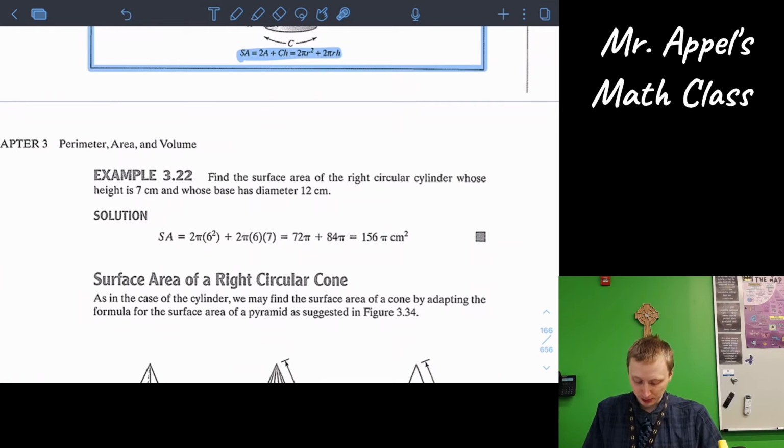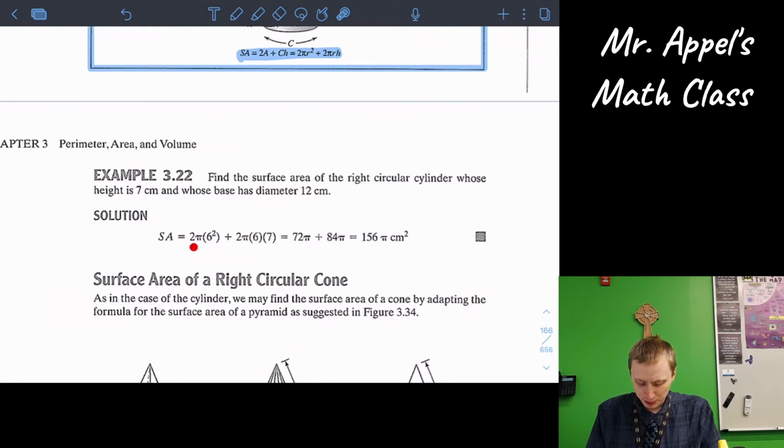So, for example, let's find the surface area of a right circular cylinder whose height is 7 centimeters and whose base has a diameter of 12 centimeters. It's a little bit short, fat kind of a can. Maybe some kind of coffee can. I think I got some powdered hot cocoa in something about this size.